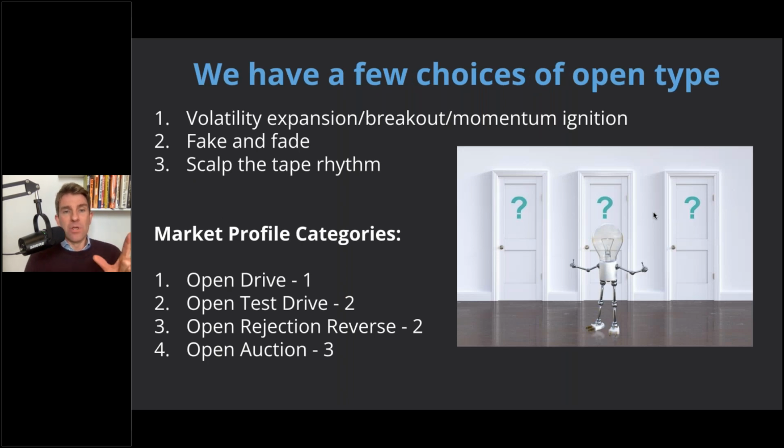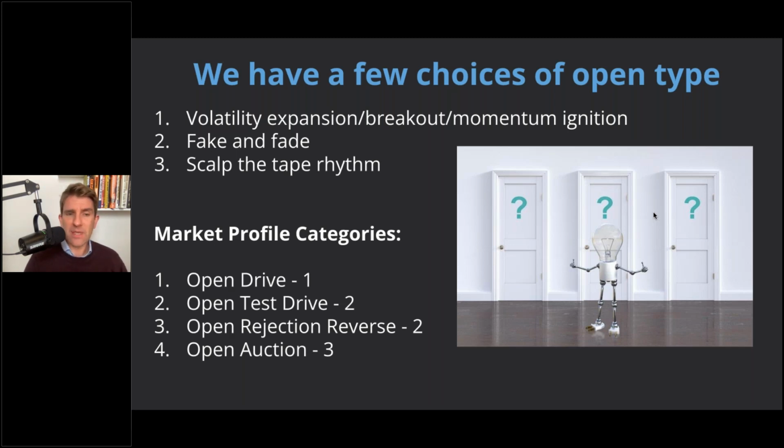Okay, so we've got a few choices of open type. This is the tactical stuff now, the operational stuff. So if you switched off before, time to tune in now, because this is stuff that's going to interest you. Volatility expansion, breakout, momentum ignition. So that's moves, extensions, if you like, spring, stretch, keep stretching, or an inside-out type trade. We're looking for further moves, breakouts, extensions, that type of stuff, looking for momentum.